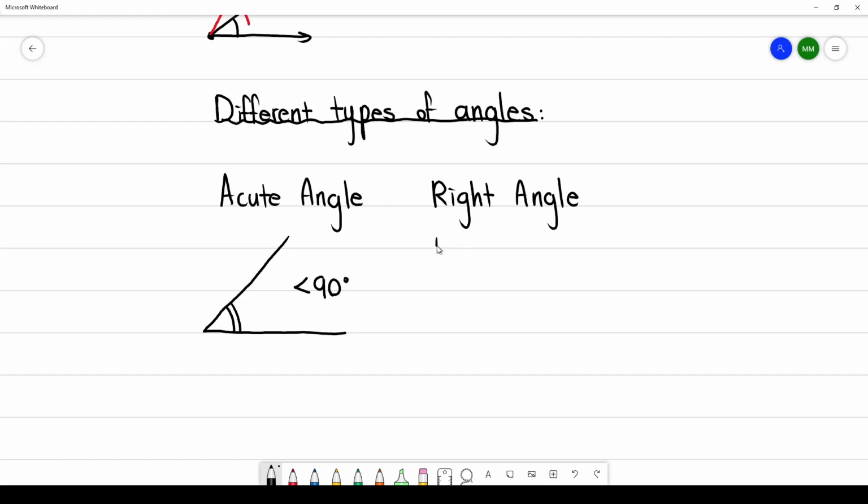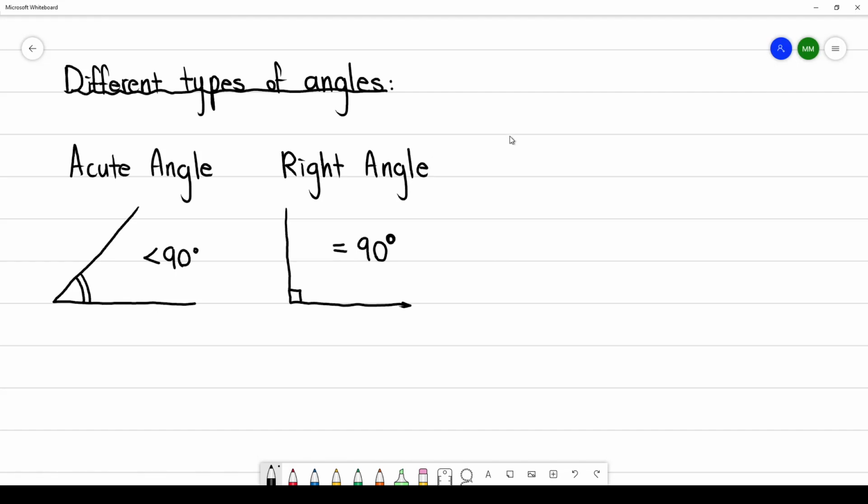So a right angle is two rays that are perpendicular. Perpendicular means they're exactly 90 degrees. So it's just like that. It's equal to 90 degrees. It's like the corner of a rectangle or a square. And then we often like to specifically indicate a right angle with this square thing at the corner over here.